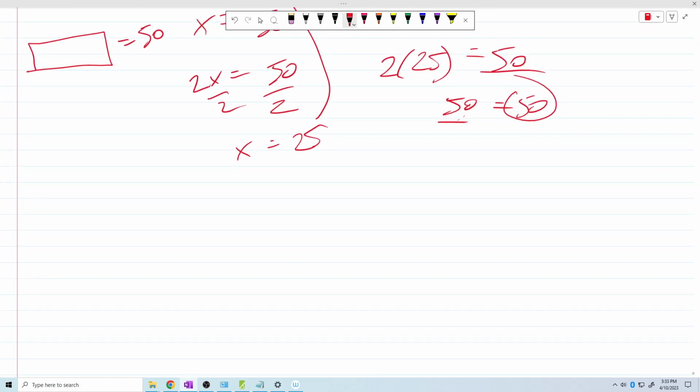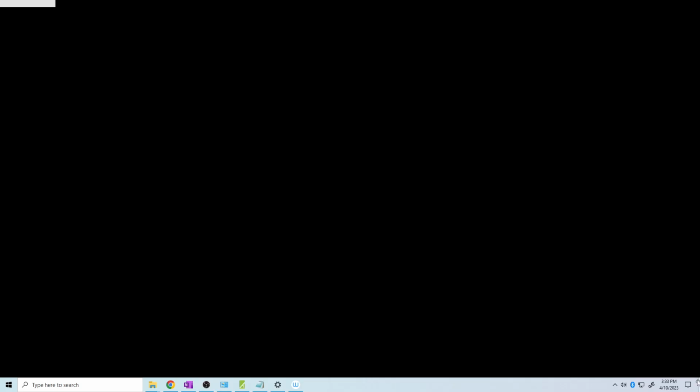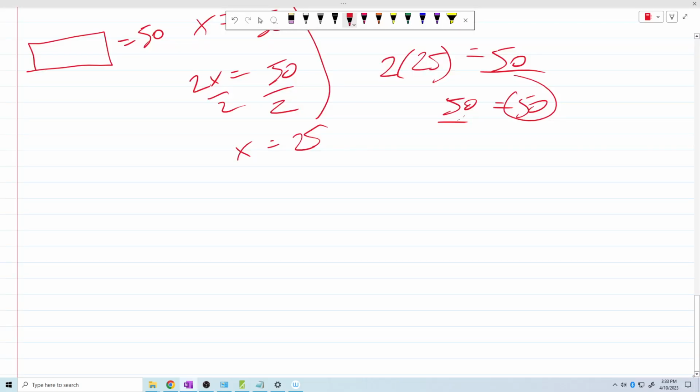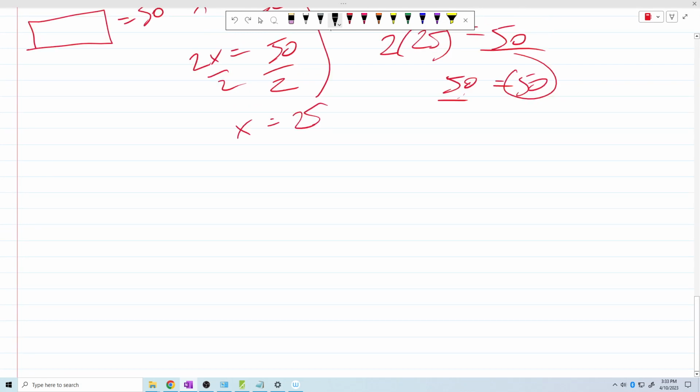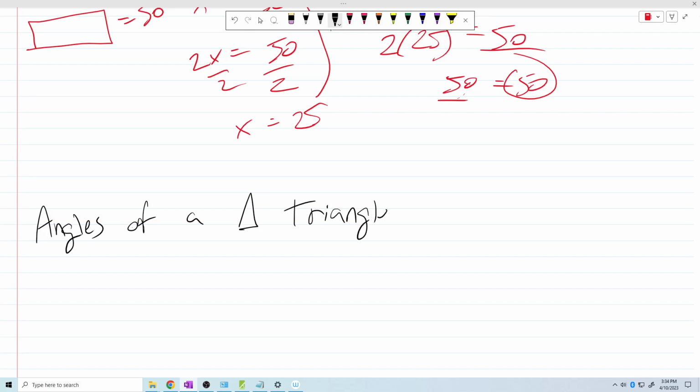Now let's talk about angles a little bit more. There's one last little bit about angles that you have to know, and that is triangle angles, the angles of a triangle. So, I'll do, let's see, angles of a triangle. Again, apologize for the sloppy handwriting.